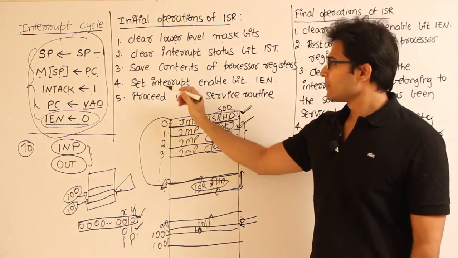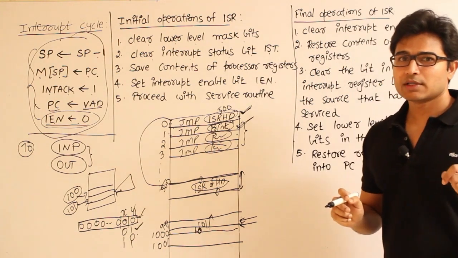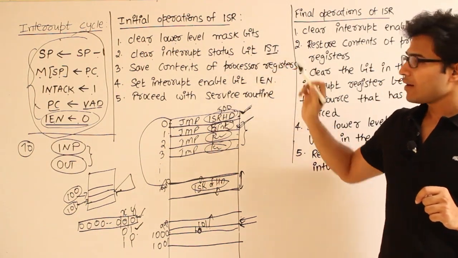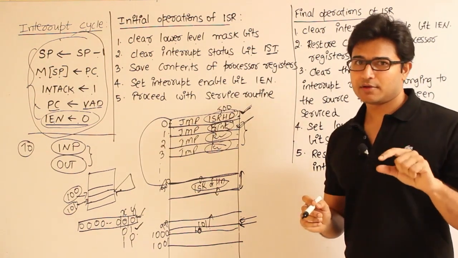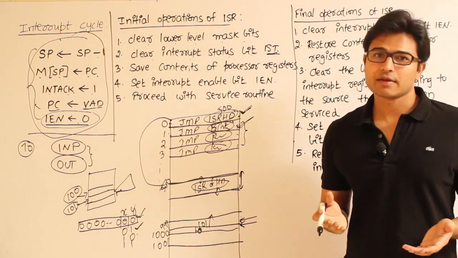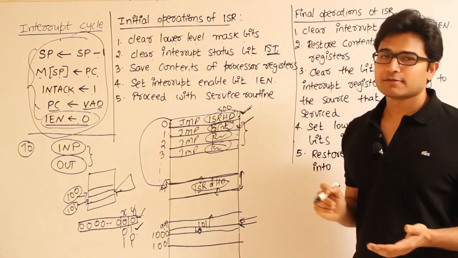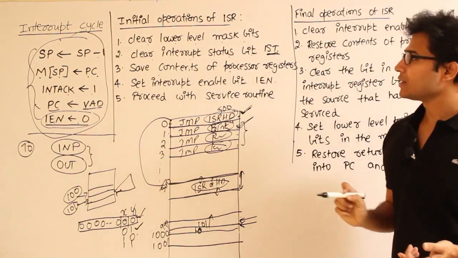And the next one is clear the interrupt status bit IST. If you remember, we have a flag called IST, right? That indicates that there is some interrupt. For some time you just clear it, because we are already servicing an interrupt, and we don't want to see it now. And now, save the contents of the processor registers.